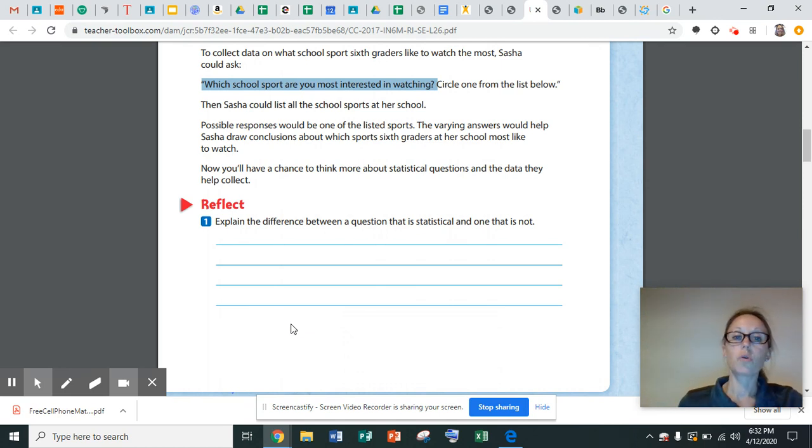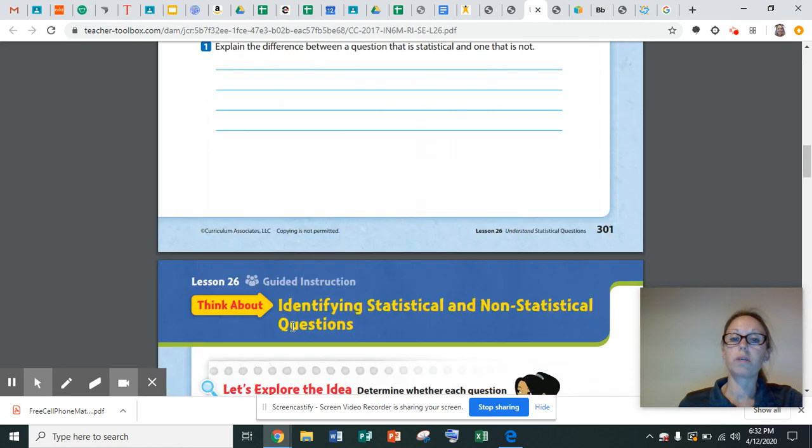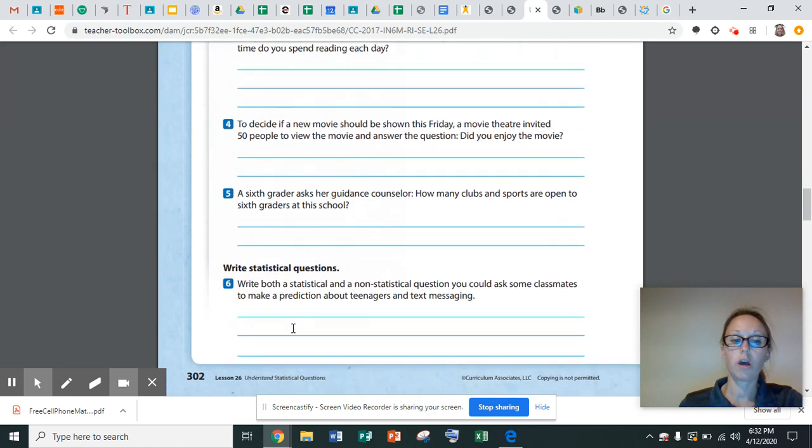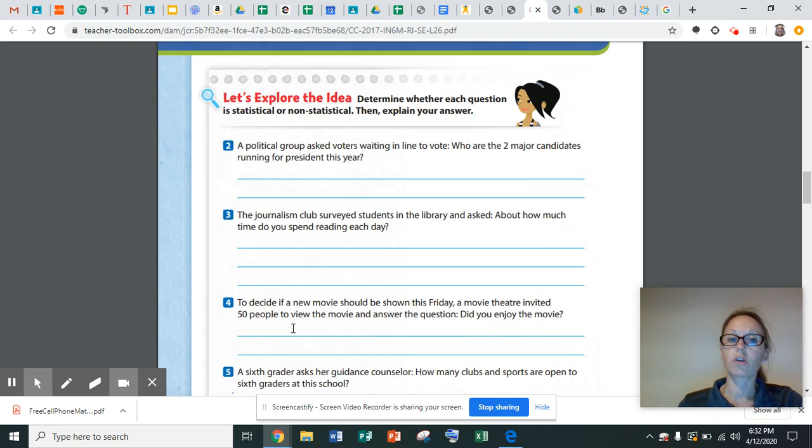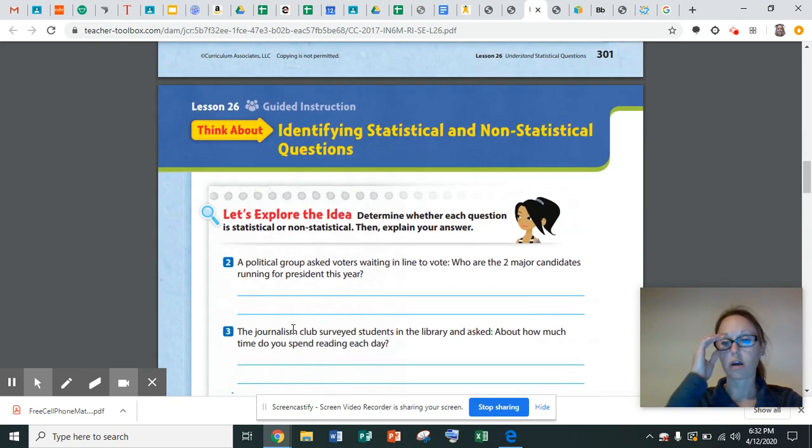Okay, so you guys are going to be doing pages 302 and 303 today, and turning it in so that we can see how you're doing and how you understand statistical questions and the lesson that I just explained, and also as an attendance marker so that we know that you guys participated in e-learning today.